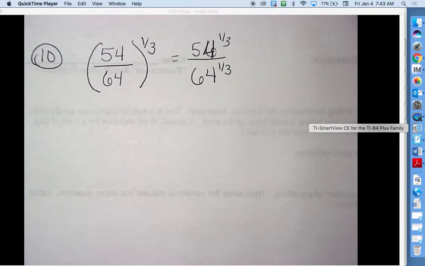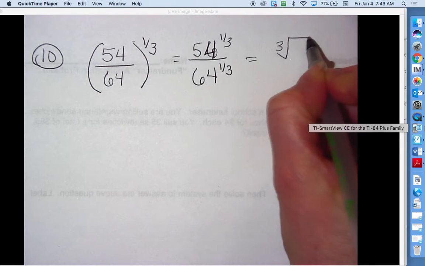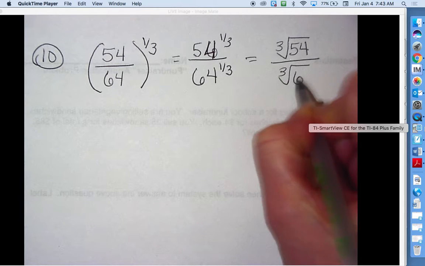How would you write an exponent of 1/3? How else could we write it? Because you can't really do anything with it right now as it's 1/3. So how else could we write the exponent of 1/3? Jillian? Right, we could make it a cube root. So we could look at this as the cube root of 54 and the cube root of 64.